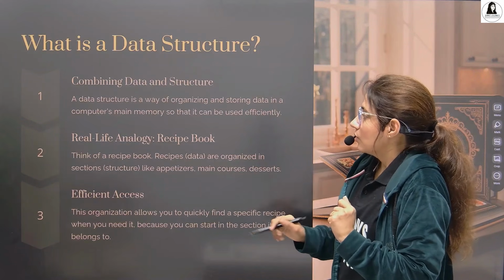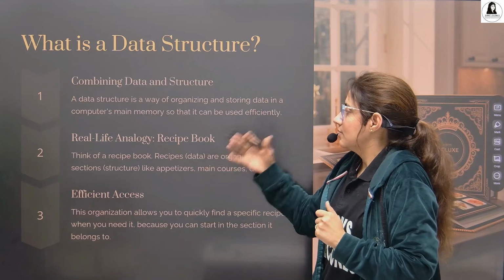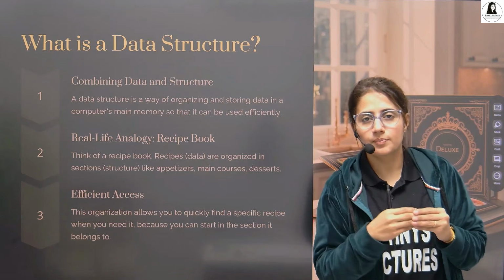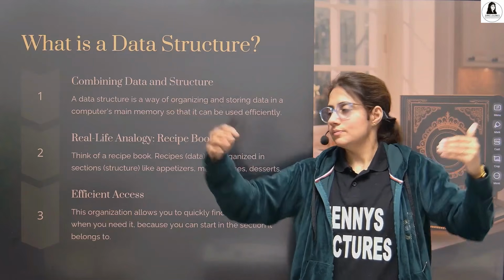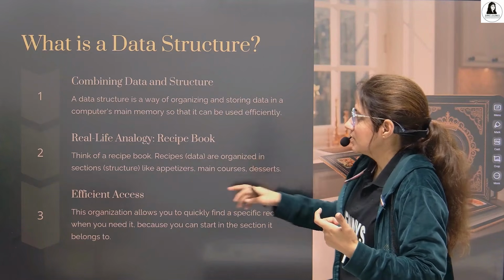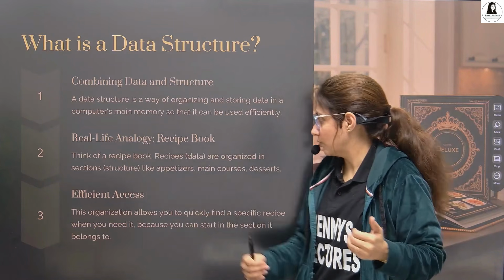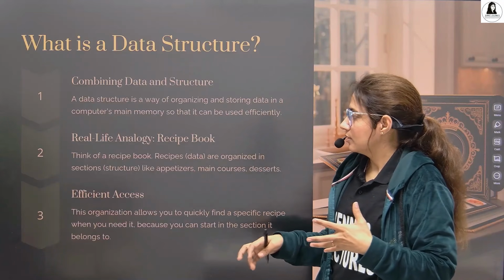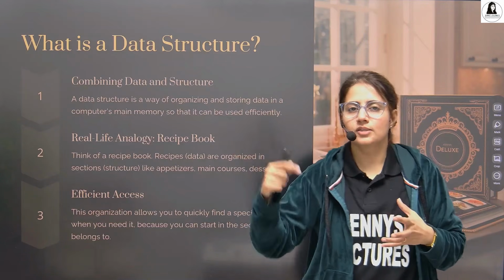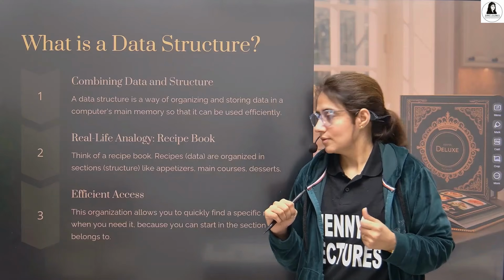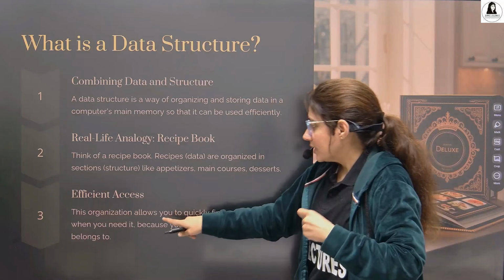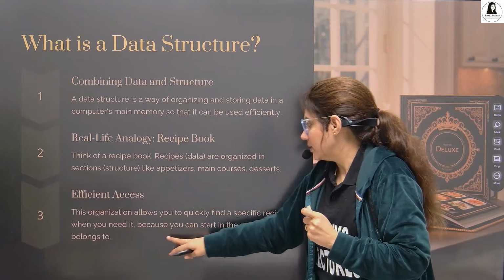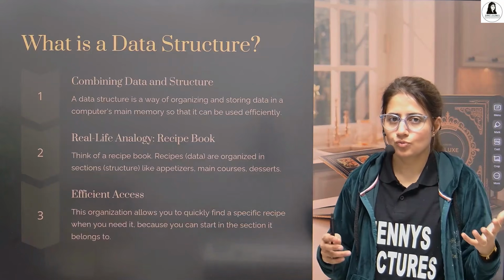Now, a real-life example is a recipe book. You can think of a recipe book with many recipes of different items. These are organized in structured sections, for main course, for dessert, and so on. Whenever you want to access anything, you just go to that section. This organization allows you to quickly find a specific recipe when you need it, because you can start with the section it belongs to.